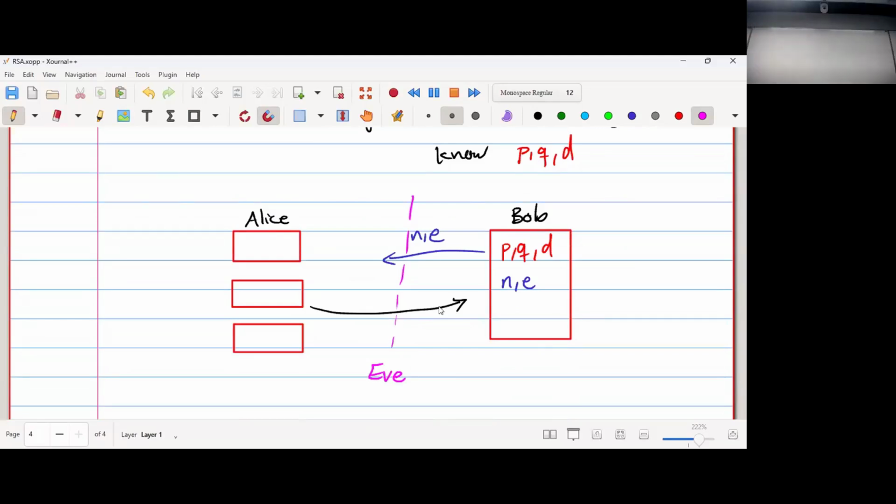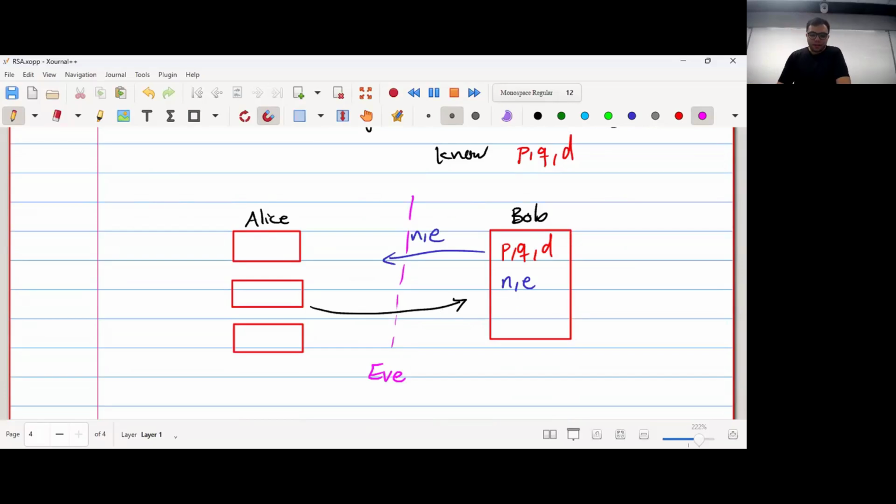But now let's give Eve more power. Until now, this was just an eavesdropper. She was just listening in on the communications, maybe spying on people, but not really changing anything. But now, suppose that we have someone who's trying to also fake messages.